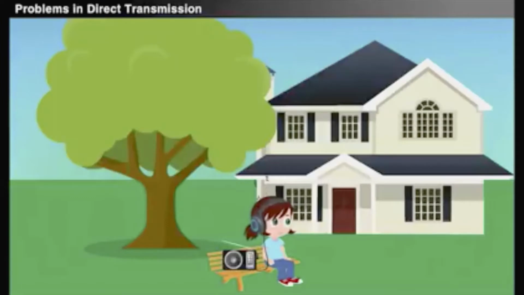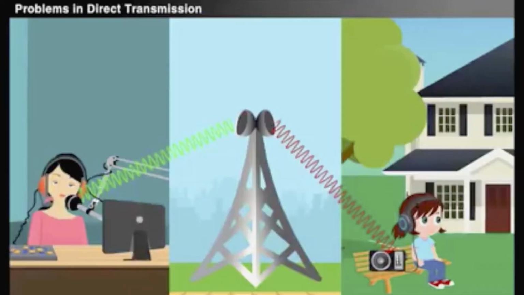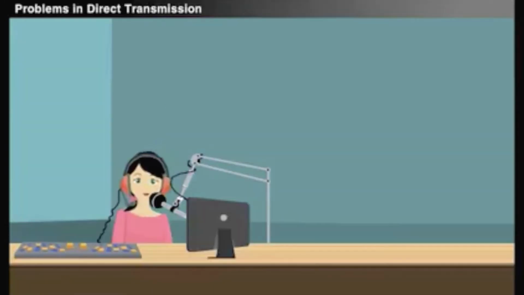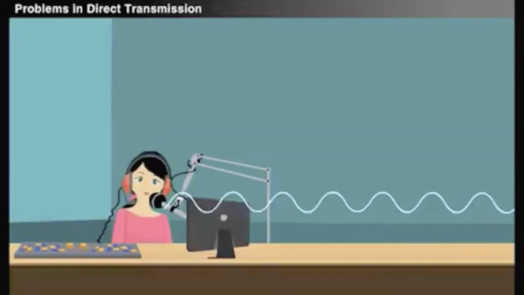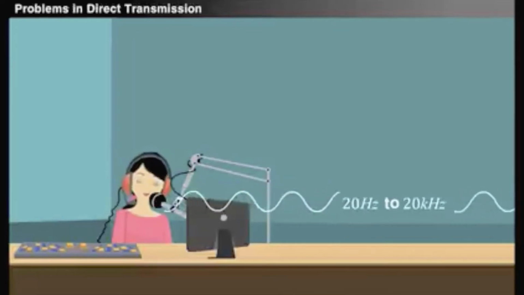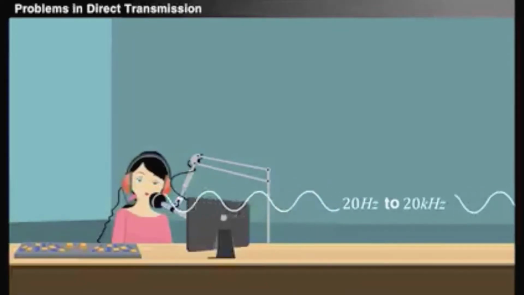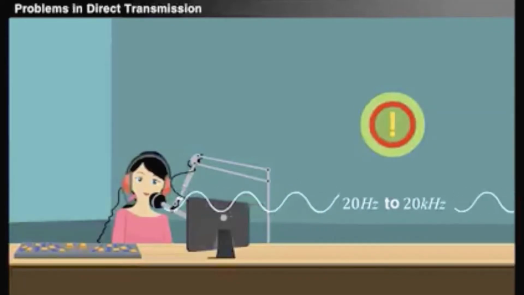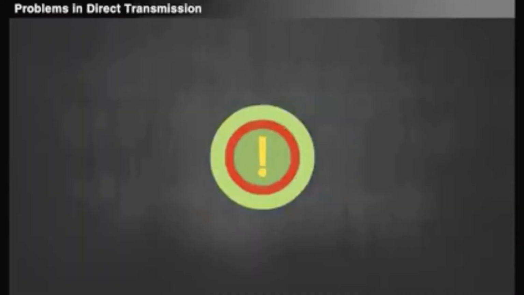Most of us have radio in our house, right? Radio gets the signals from the base station. The frequency of human voice signal ranges from 20 Hz to 20 kHz. These are low frequency signals. It is impossible to transmit these low frequency signals directly due to certain drawbacks. Let us see what are the problems involved in transmitting the low frequency signals directly.